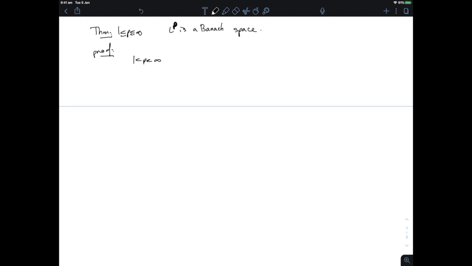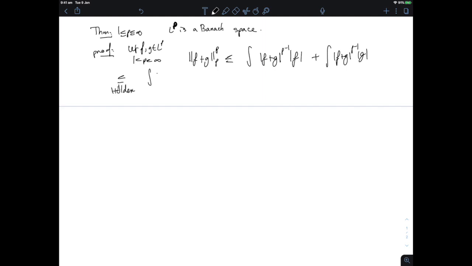That's a consequence of Hölder's inequality, by the way. So let's take an f and a g in LP, and let's look at the LP norm of f plus g. Let's raise that to the p. This is less or equal, I should say, because I have absolute values, to the integral of |f+g| to the p minus 1 times the absolute value of f plus the integral of |f+g| to the p minus 1 times the absolute value of g. And then if you apply Hölder to that, what do you get? You get the integral of |f+g| to the p minus 1 raised to the power p prime, to the 1 upon p prime, and that's multiplied by the LP norm of f.